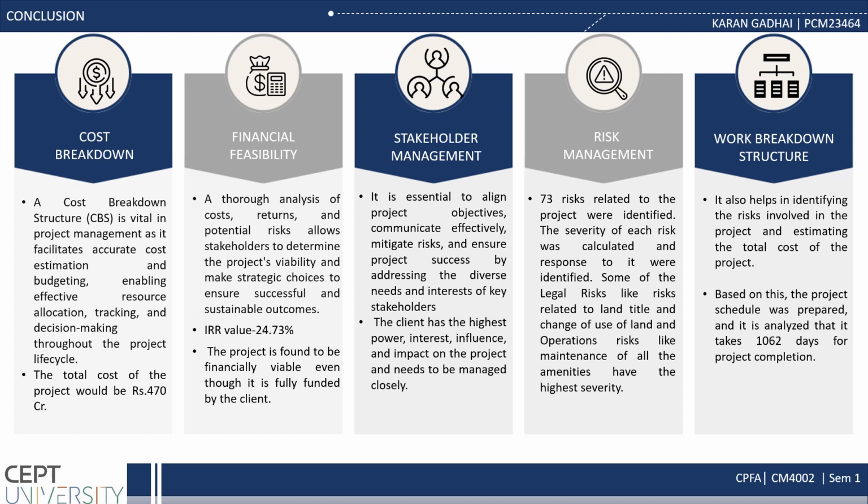Then comes the risk management. In the risk management, we identified 73 risks and the severity of each risk was calculated. Responses to them were identified. Some of the legal risks, related to land, title, and change of use of land, and operation risk like maintenance of all the amenities have the highest severity.